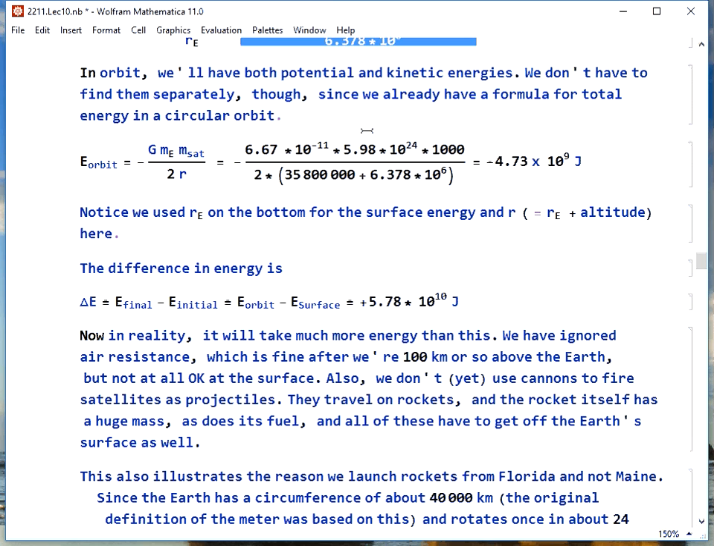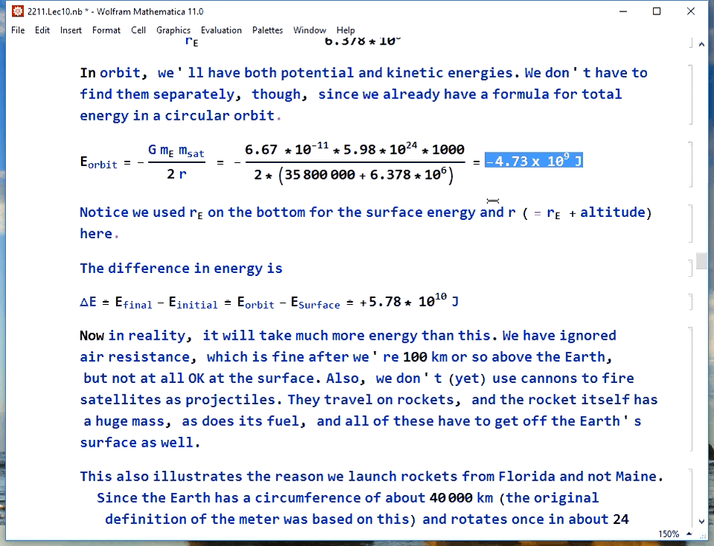Once it's in orbit, we'll have both potential and kinetic energies, but we don't have to find them separately since we already have a formula for the total energy of something in a circular orbit. And here, notice we have a 2 on the bottom from that formula, and R is the radius of the object's orbit. So in this case, it's the altitude, 35,800 kilometers, which is several Earth radii, plus the Earth's radius. Total energy in this orbit is negative 4.73 times 10 to the 9th joules.